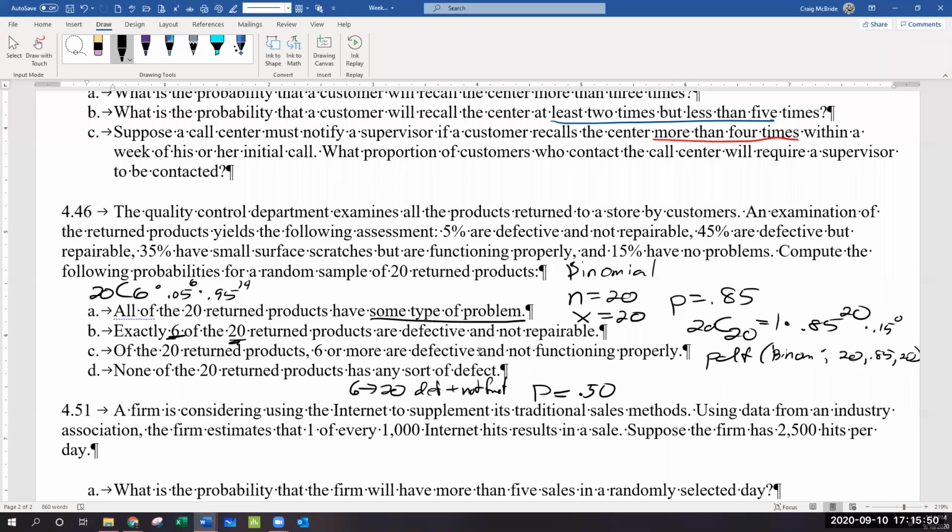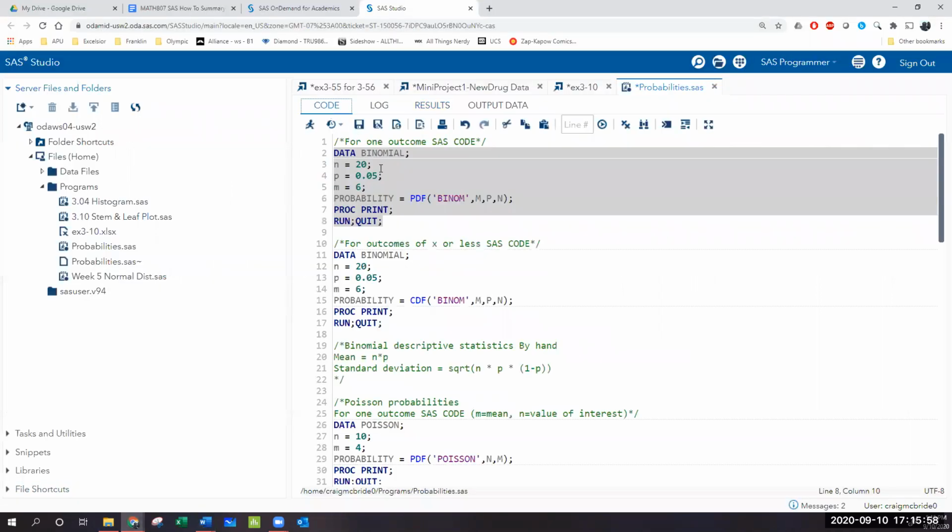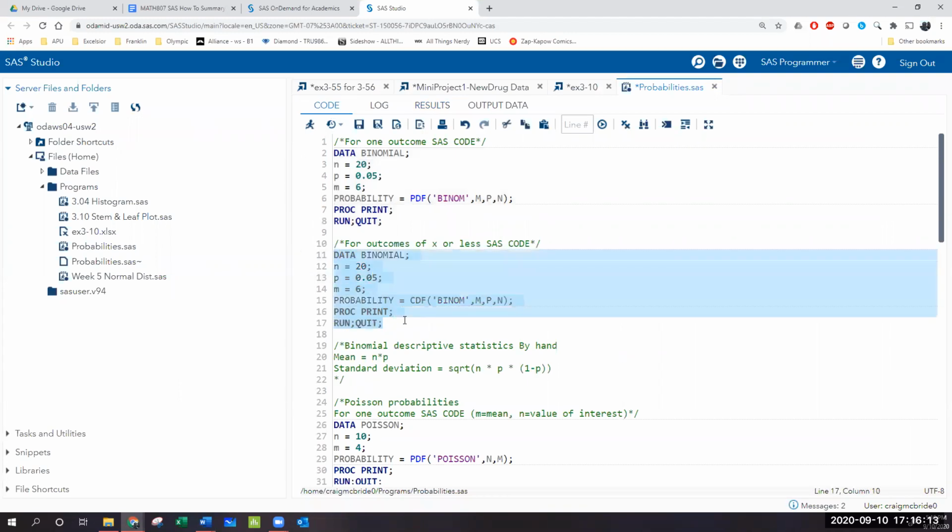But if we want 6 or more, we would either have to go back here and run this PDF function 15 times, run it as a 6, then a 7, then an 8, then a 9, then a 10, all the way up to 20, and add all those together, which is a big pain. We don't want to do that. Or instead, we use the CDF version.